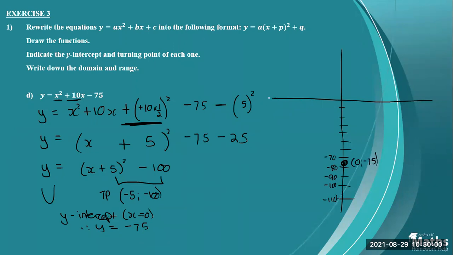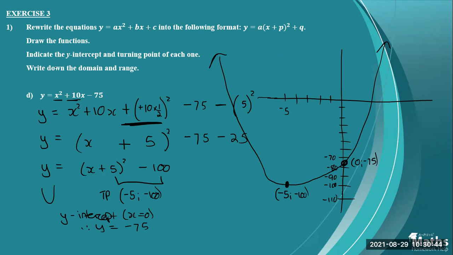Turning point is at negative 5. So 1, 2, 3, 4, 5, negative 5, and negative 100. So it's going to be approximately there. You see, you don't have to draw it accurately. It's just a drawing they want us to draw. So this is the turning point, indicated negative 5 and negative 100. And then you just randomly draw it. Okay. Always erase and have a proper turning there. That's what you do for this specific exercise in Via Africa.